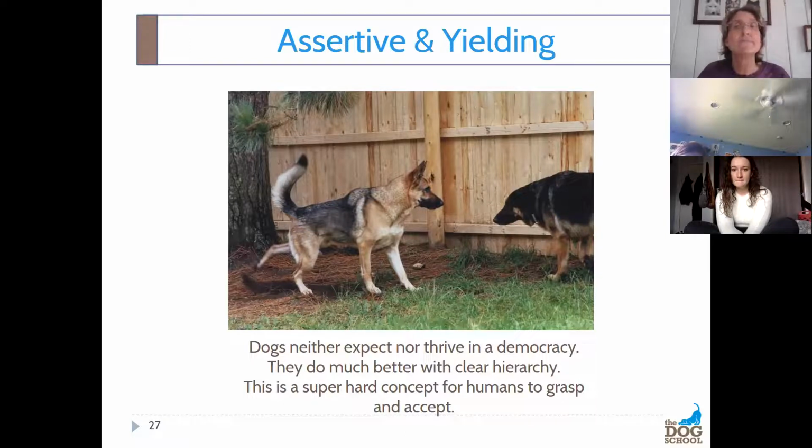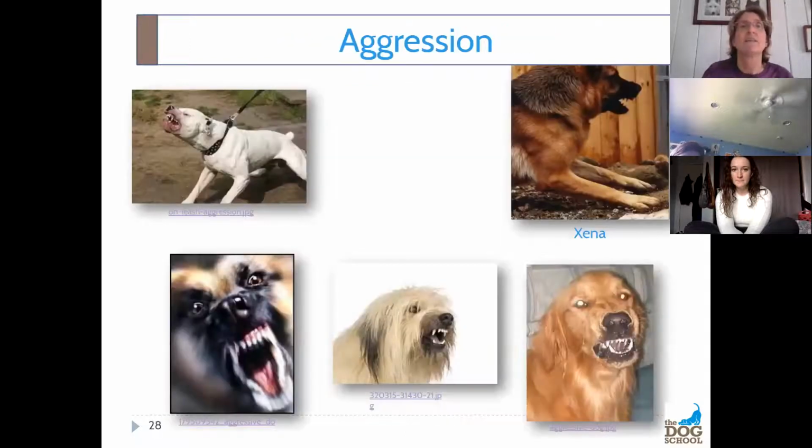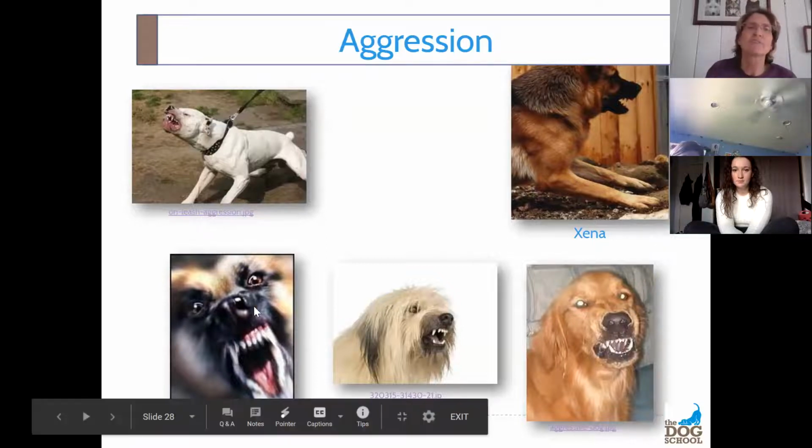Questions? Okay, classic aggression. Classic aggression. And all of these are from online. This one is kind of like over the top, but when you get a dog with its teeth bared and its eyes are hard to see, but it's got a direct stare, this dog is semi between assertive and yielding.